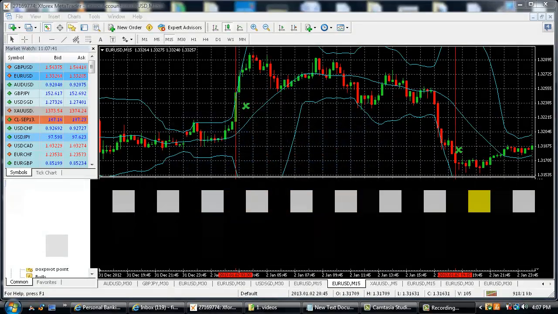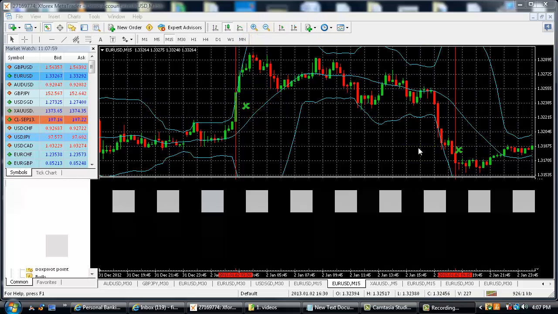Okay, so as you can see, this is the Euro USD. We are looking at the Euro USD chart, 15 minutes. As you can see, there's Bollinger Bands on the chart.